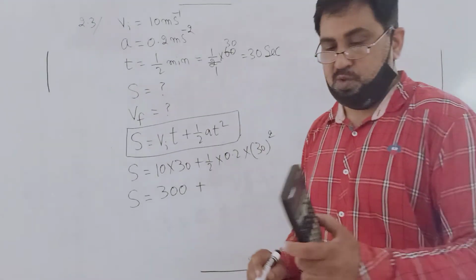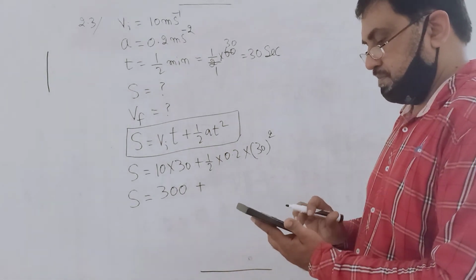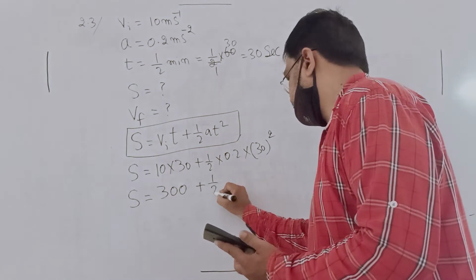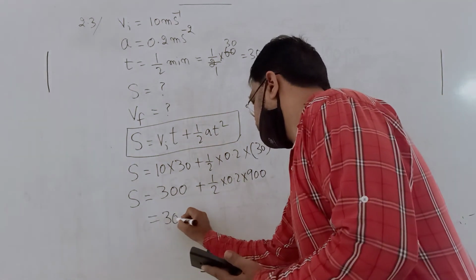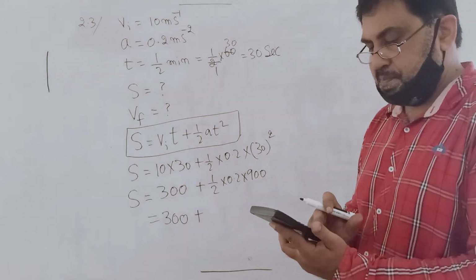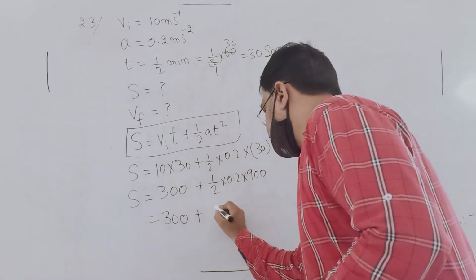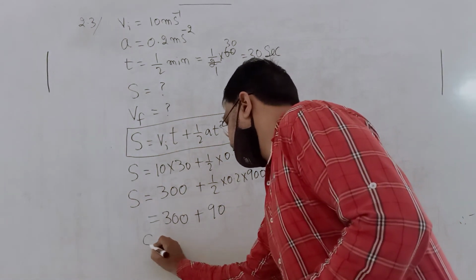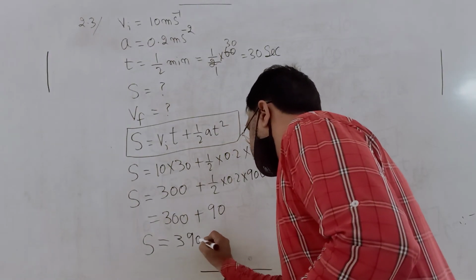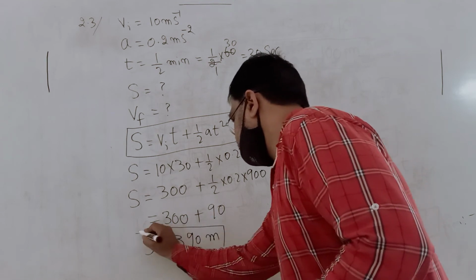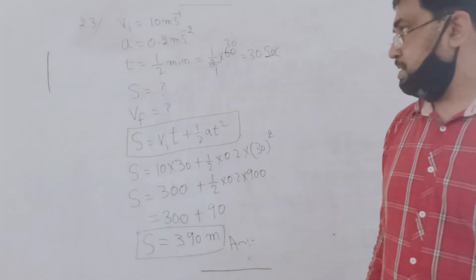Now we'll use calculator. 30 square is equal to 900. 900 multiplied with 0.2 and divided by 2. Answer is 90. When 300 plus 90, answer will be 390 meter. S is equal to 390 meter.